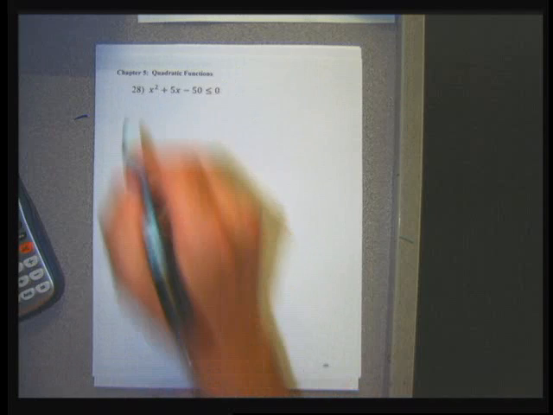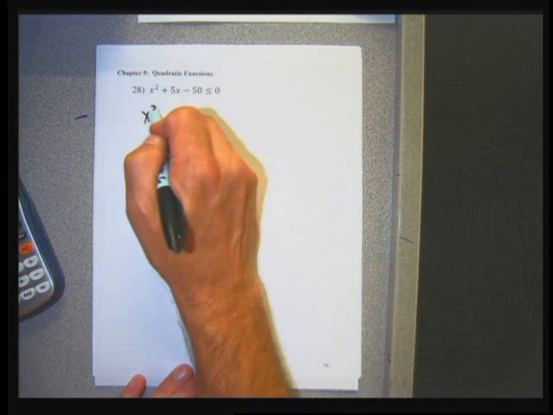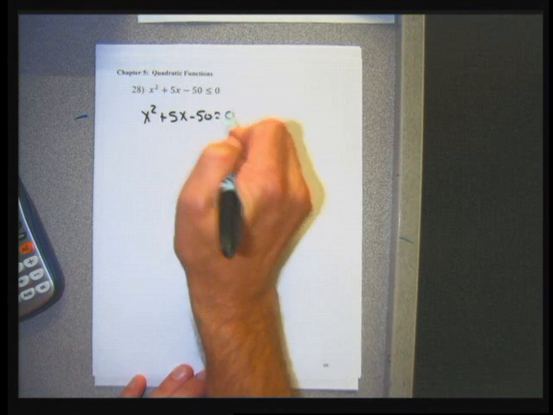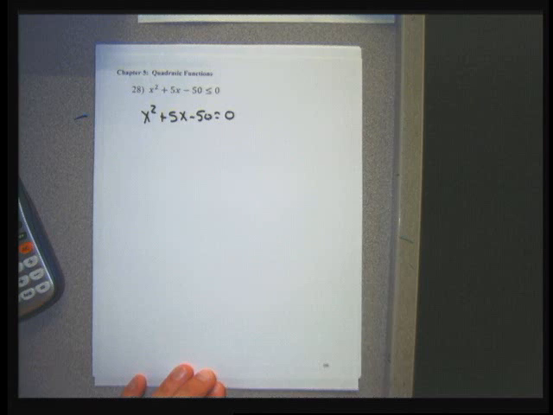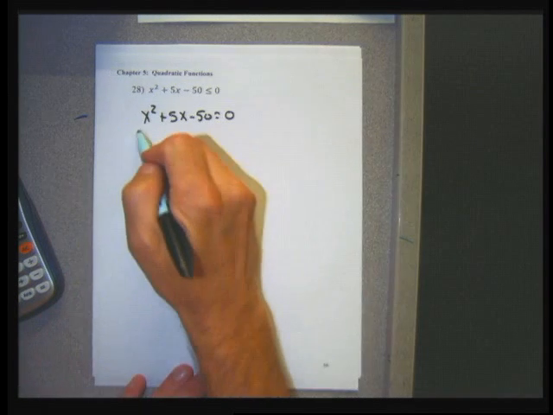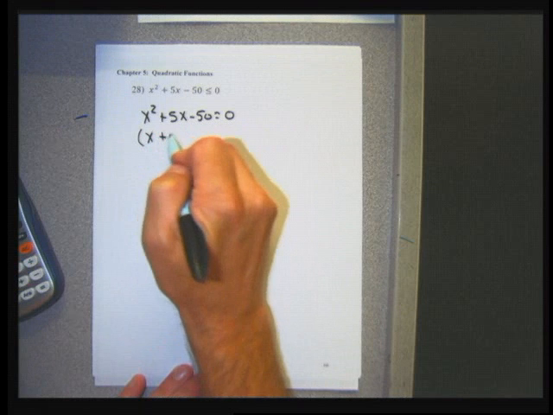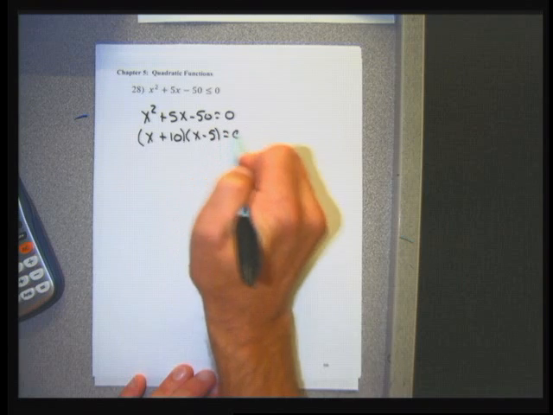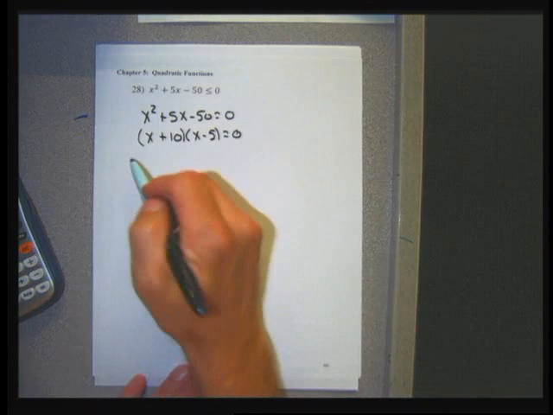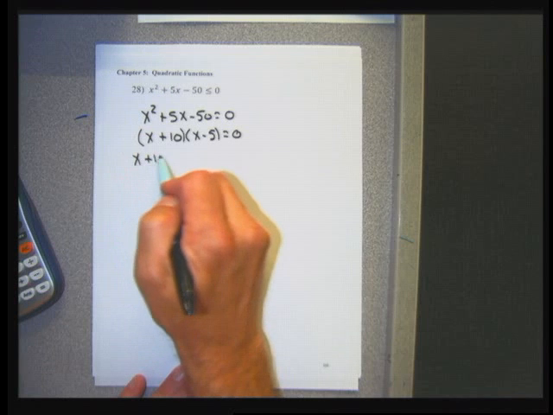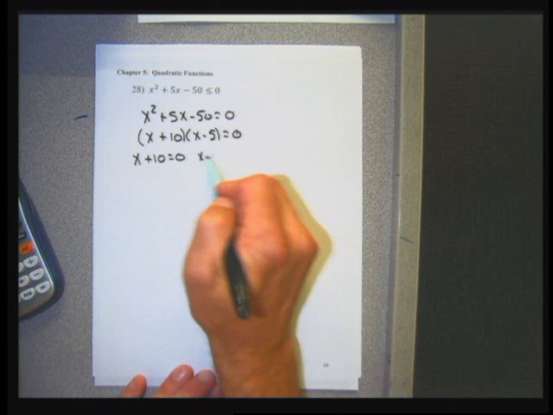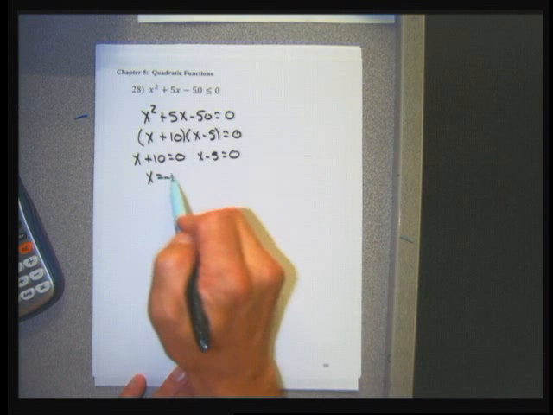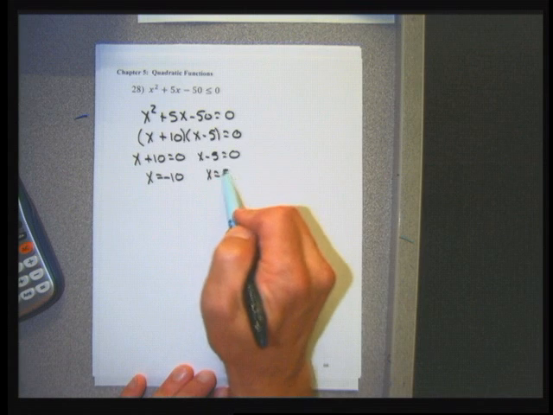Same thing for 28, so I'm going to start off getting ready for my number line. I'm going x squared plus 5x minus 50 equals 0. I can factor this in my head. If you can't factor this, you can get the answers using the quadratic formula, but I factor pretty quickly. So I'm going to factor this into x plus 10 times x minus 5 equals 0. If your factoring isn't working so well, come visit me and I can reteach you factoring. The numbers I'm going to get on my number line are x equal negative 10 and x equal positive 5.